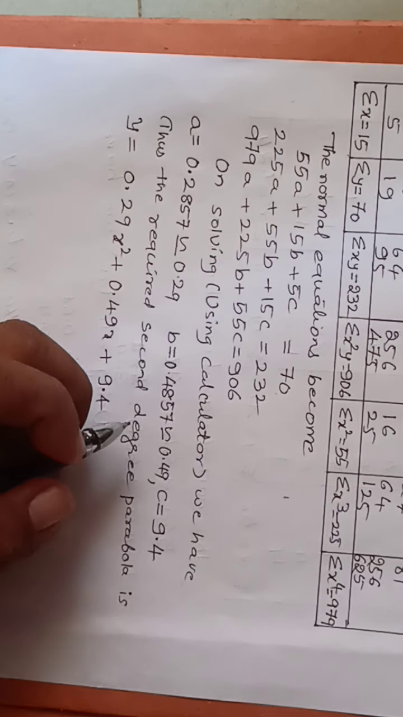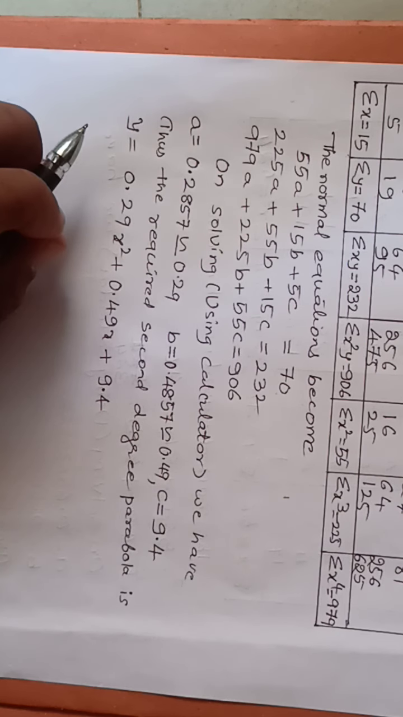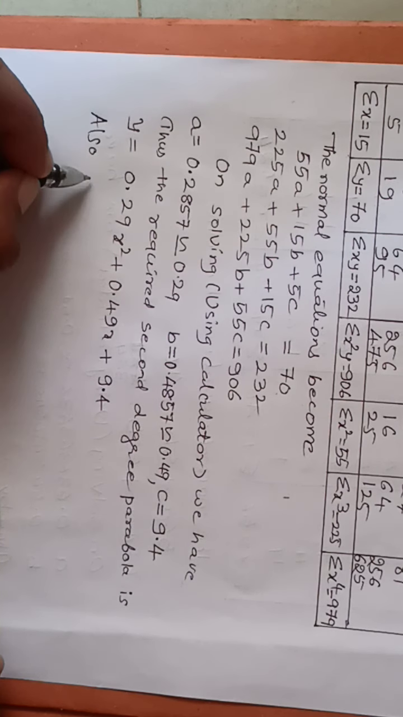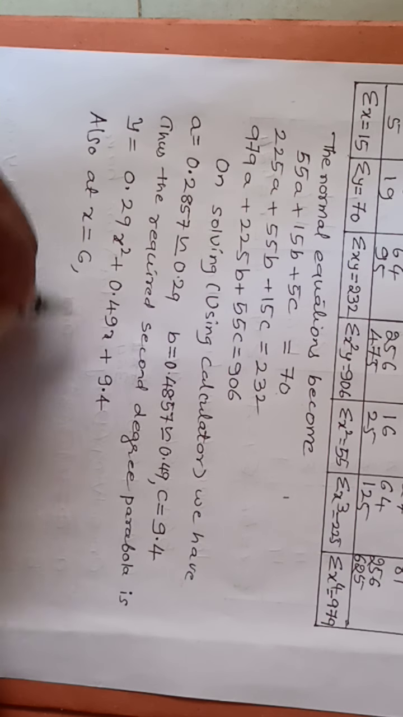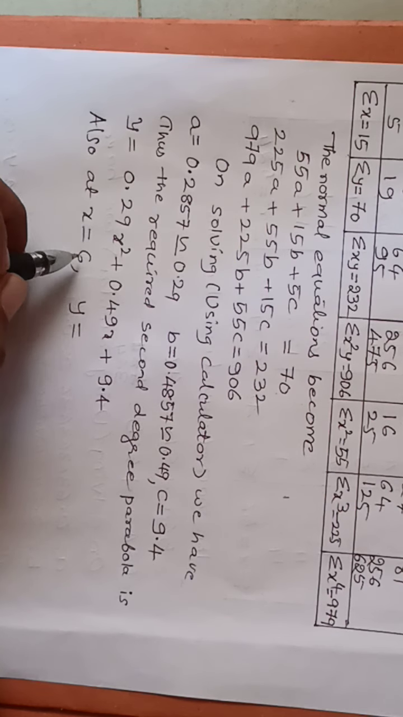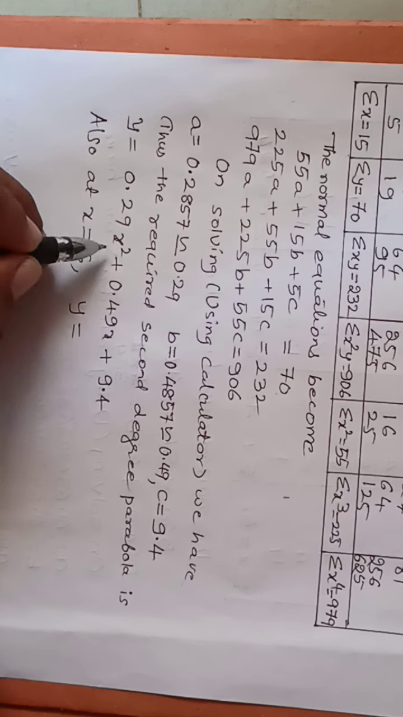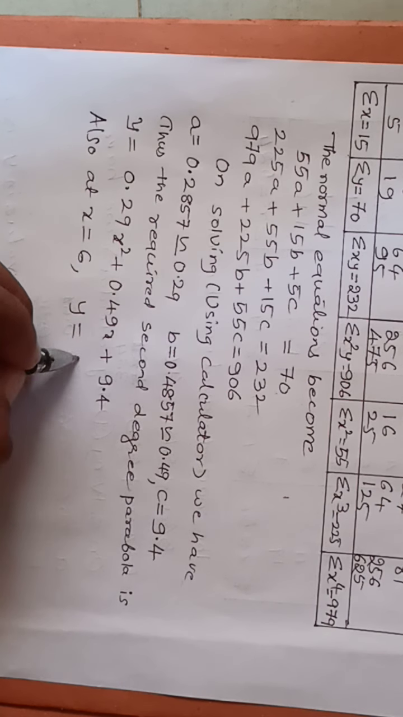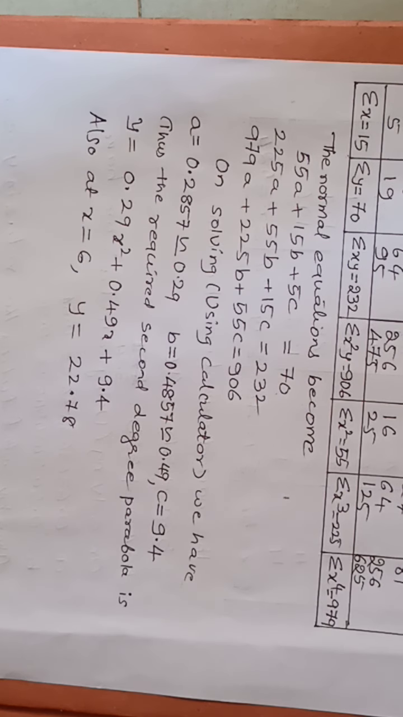So this is the required second degree parabola. Also, it is asked in the question at x is equals to 6, so it becomes y is equals to 22.78. I hope you understood this problem.